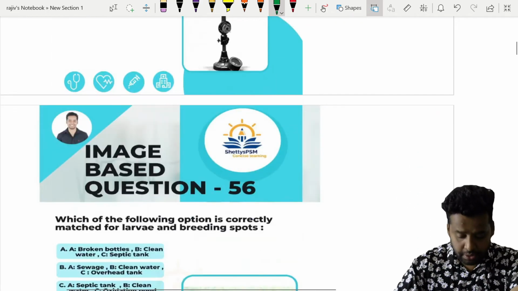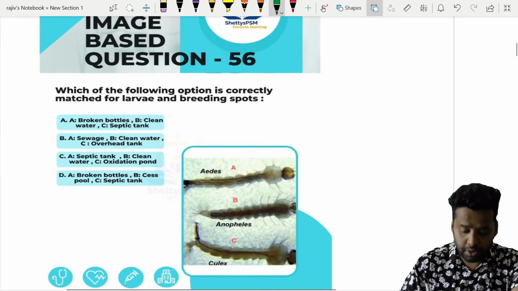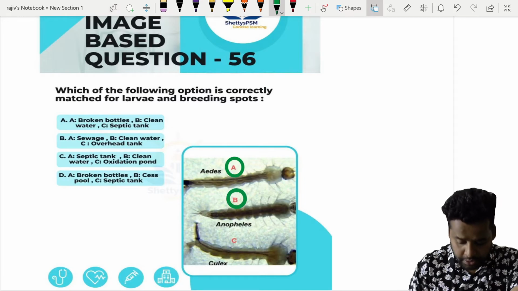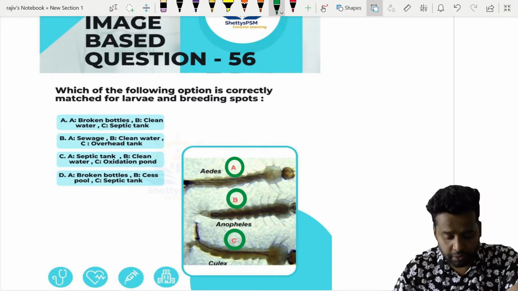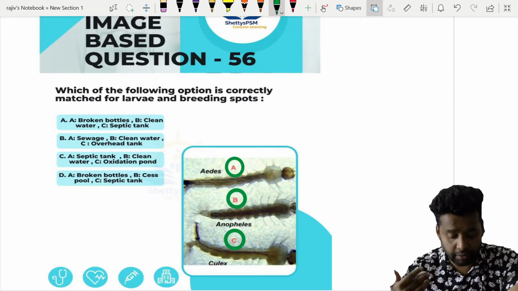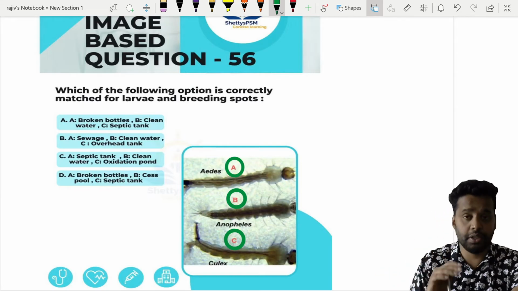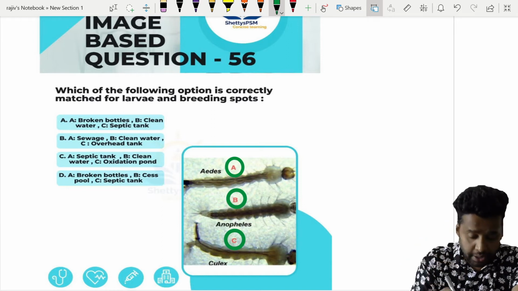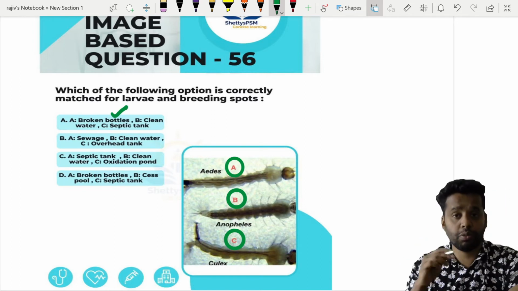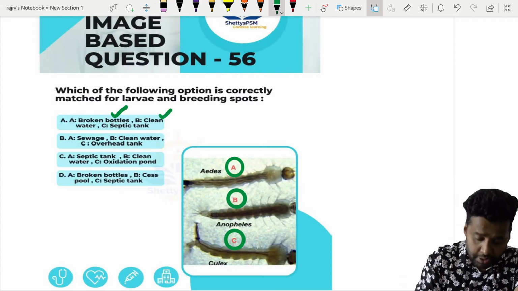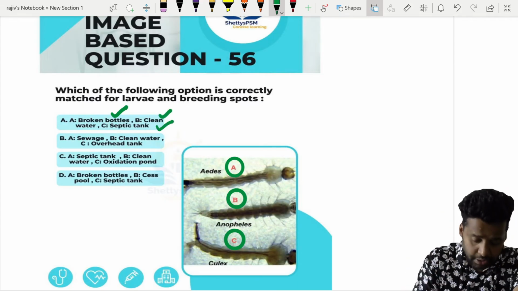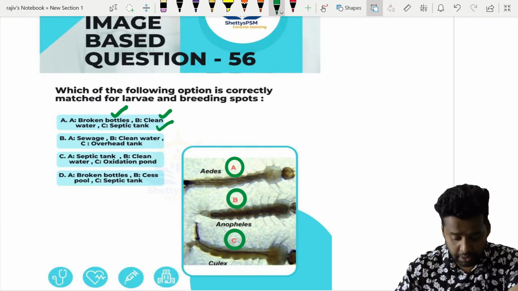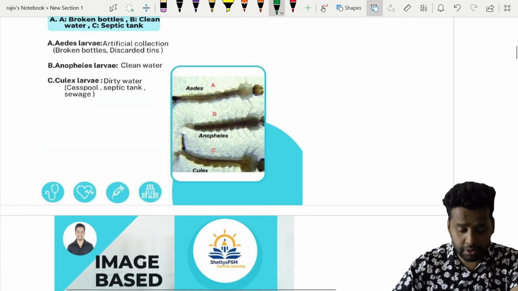The next question, again see the larva. One is Aedes, the second is Anopheles and the third is Culex. I am not asking you to identify. Everything is given, I have mentioned Aedes, Anopheles and Culex. In that I am asking the breeding spots. Aedes, artificial collection like broken bottles. Anopheles, clean water. Culex, dirty water, septic tank. Option A is the answer. Aedes artificial collection, Anopheles clean water, Culex dirty stagnant water.